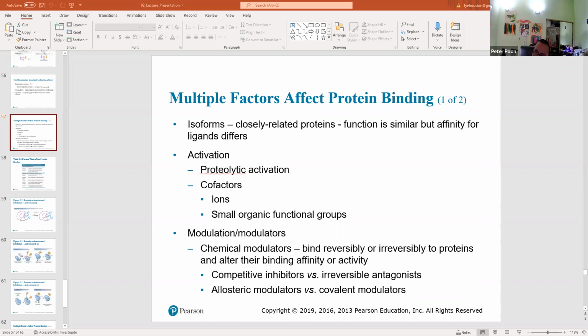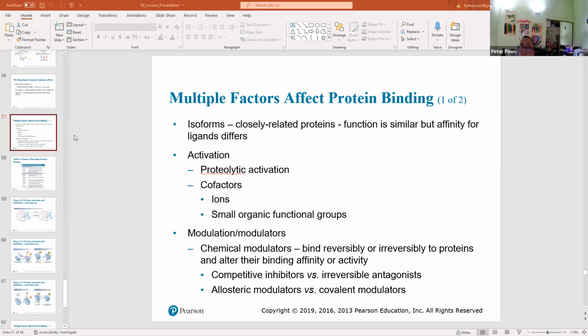Multiple factors affect protein binding. Isoforms. We'll talk more about this when we talk about DNA, but isoforms are closely related proteins that are usually made from the same sequence of DNA. Their function is really similar, but their affinity for the ligands is different from one another. So some are stronger and some are weaker, and depending on how many of each one you have, that determines how much binding you have for the ligand.